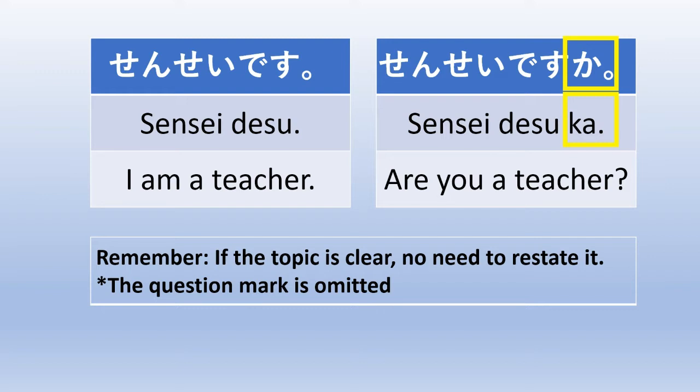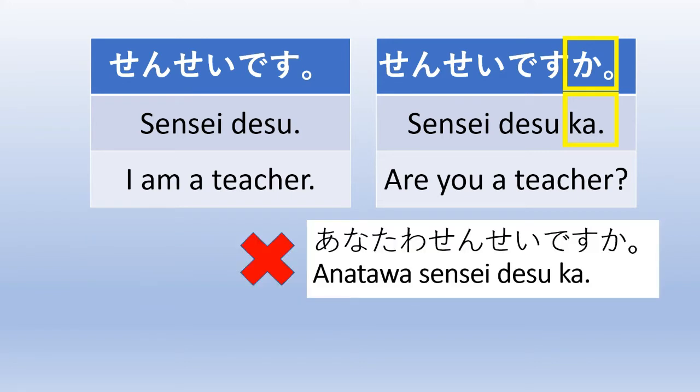Take note also that in Japanese, the question mark is omitted. So there's no need to put a question mark. What about saying, Anata wa sensei desu ka? Are you a teacher? Well, no, because it may turn out as rude because you already know the person you are talking to. There is no need to say anata wa.